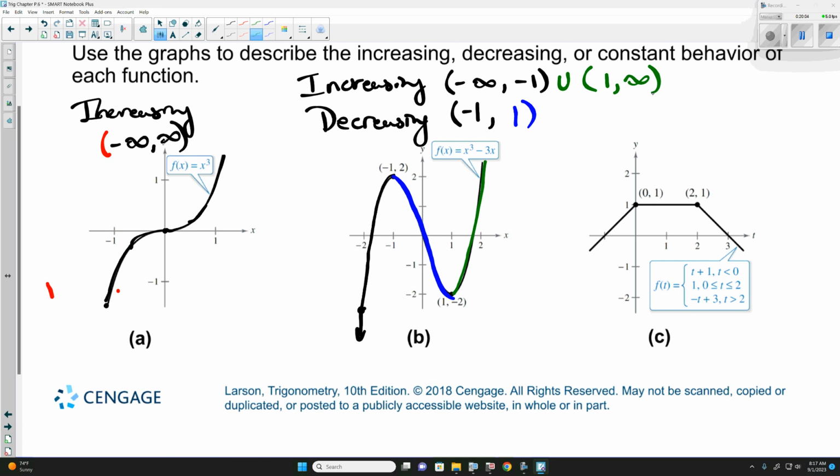Now the 2 points they listed have a special name. They're called turning points because it turned from increasing to decreasing, or decreasing to increasing. They're turning points. Questions on this so far?